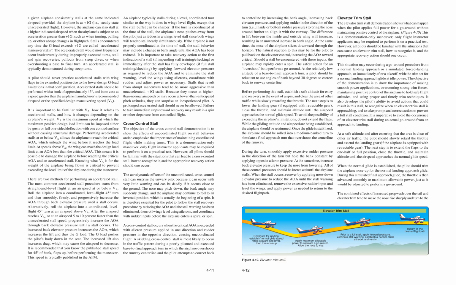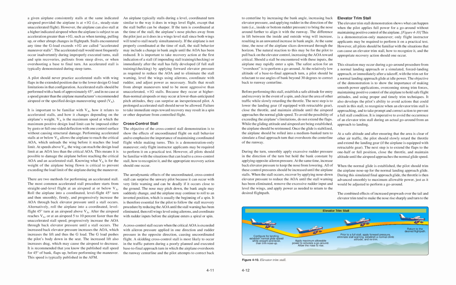It is important to be familiar with VA, how it relates to accelerated stalls, and how it changes depending on the airplane's weight. VA is the maximum speed at which the maximum positive design load limit can be imposed either by gusts or full one-sided deflection with one control surface without causing structural damage. Performing accelerated stalls at or below VA allows the airplane to reach the critical AOA, which unloads the wing before it reaches the load limit.